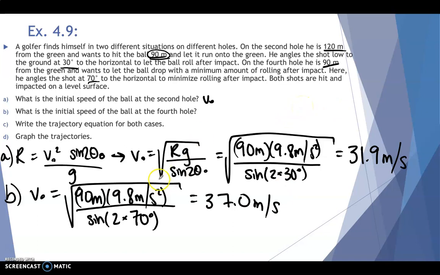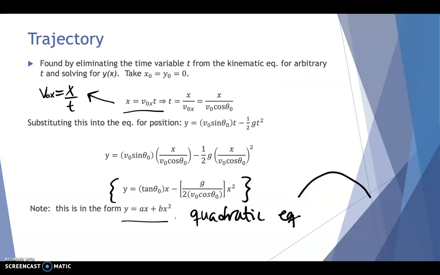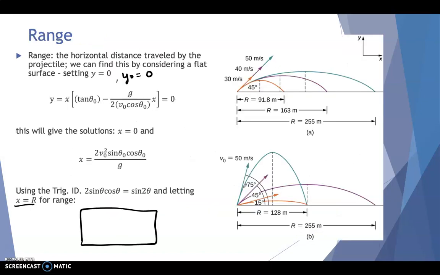Okay. So now that we have our initial velocities, our initial speeds, we want to write the trajectory equations for both of these cases. Okay. And that equation is back here. So y equals tan theta naught x minus g over 2 v naught cosine theta naught x squared. Okay, so let's go back.